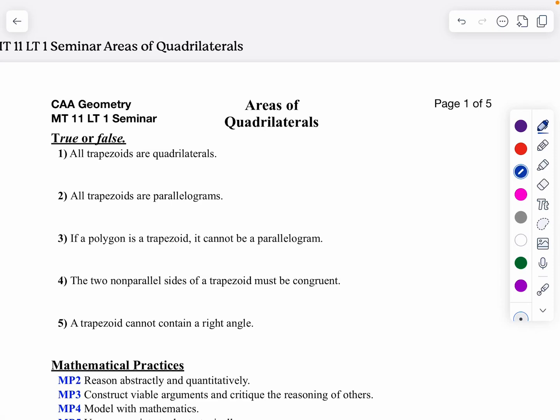Take a look at MT11 LT1 seminar on the areas of quadrilaterals. First thing I want you to do is the first 5 questions, then come back.